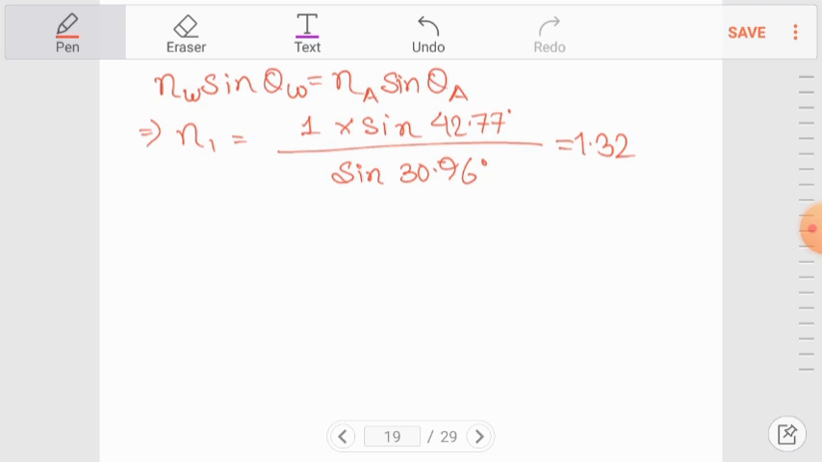I hope question number 15B is clear. Now I am moving to question number 16. Question number 16 is about two graphs. One graph is about a filament and the other is about a thermistor.